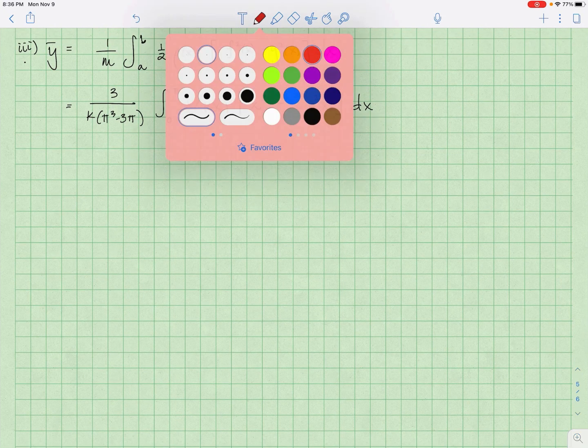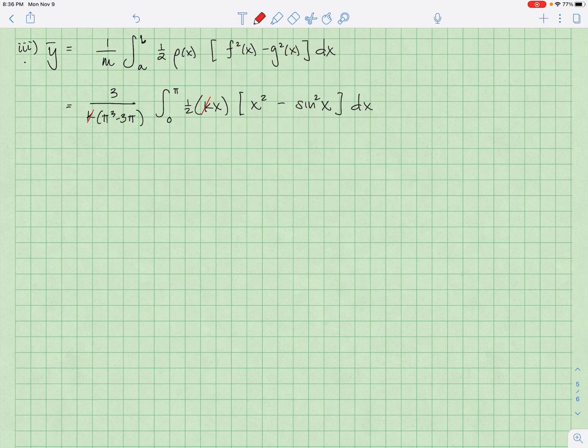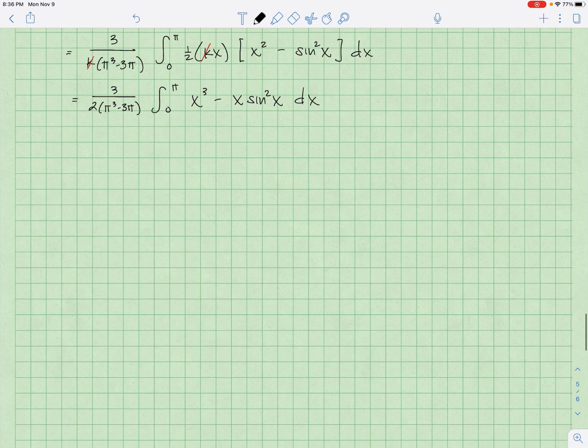Again, what we notice here is the k values are going to cancel. And if I factor out all the constants here, we now have 3 over 2 times pi cubed minus 3 pi, the integral from 0 to pi of x cubed minus x sine squared x dx. And hopefully you're getting well versed in the art of integrating things like sine squared.